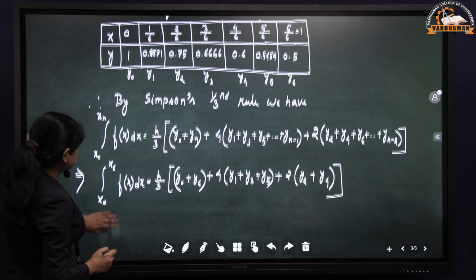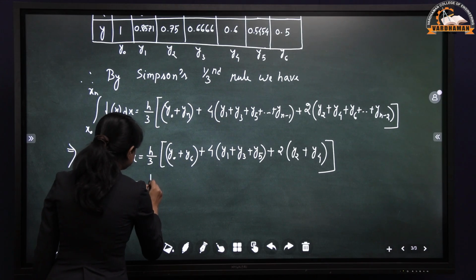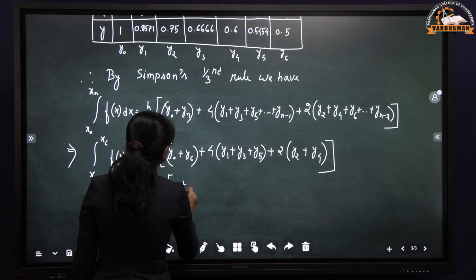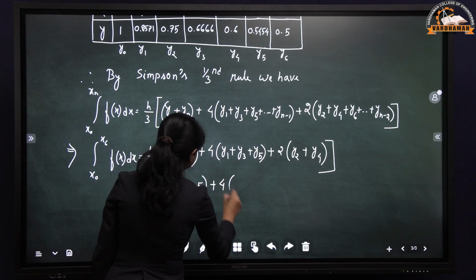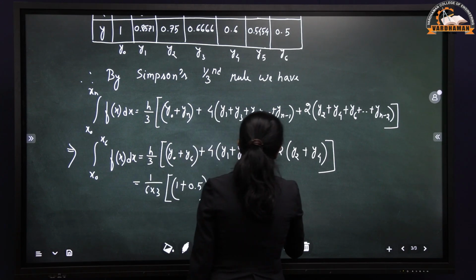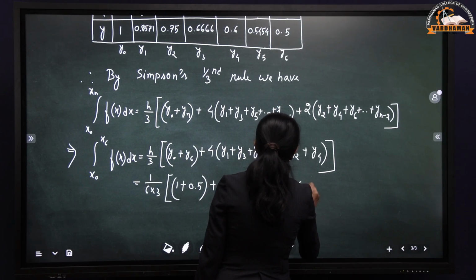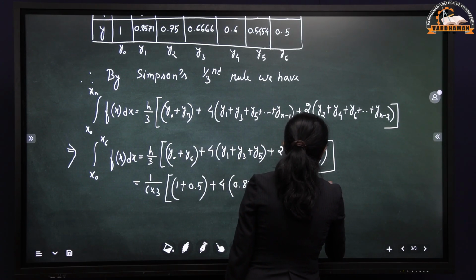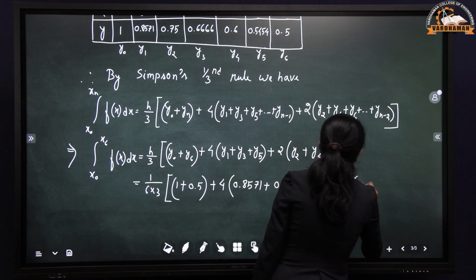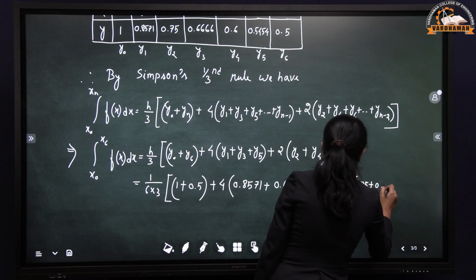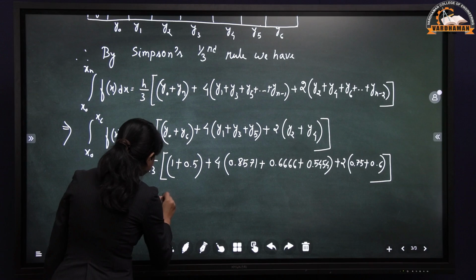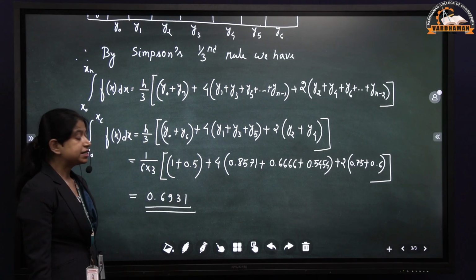Now let us put the values. We will get h is 1 by 6, 1 by 6 into 3 [y0 plus y6, y0 is 1 plus 0.5 plus 4 into (y1 is 0.8571 plus y3 0.6666 plus y5 0.5454) plus 2 into (y2 plus y4) 0.75 plus 0.6]. Now if you compute this using calculator, you will get 0.6931, which is the required answer.